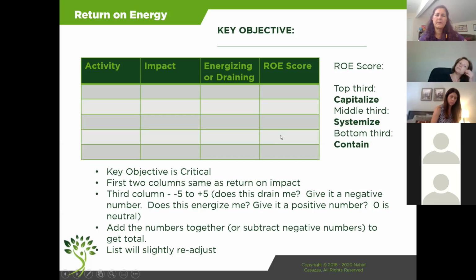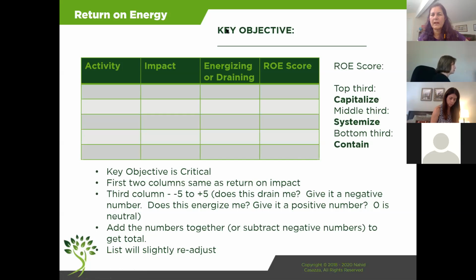Then you're just adding up these two scores. When something drains you, it's going to have a negative number here, so it brings your impact score down. If something really energizes you, that you enjoy doing, it adds on and brings your score up. Your final range of scores goes from about a -5 to a +15. Then I have people divide into thirds and say, capitalize on your top third.